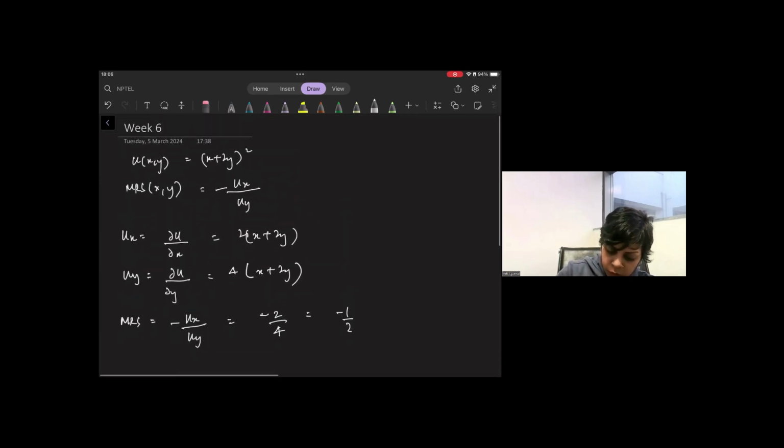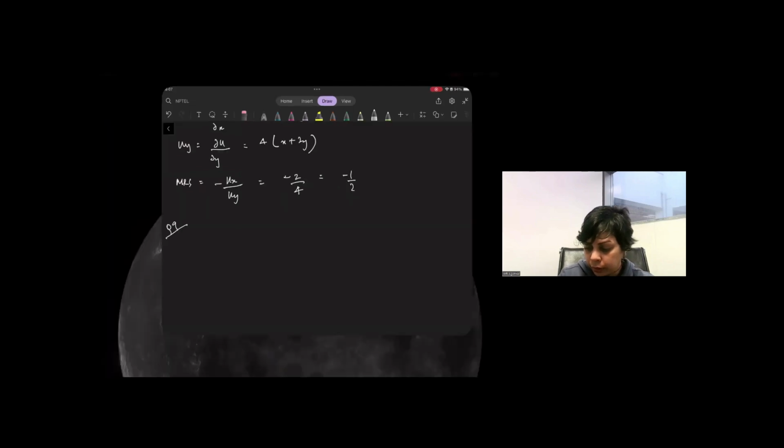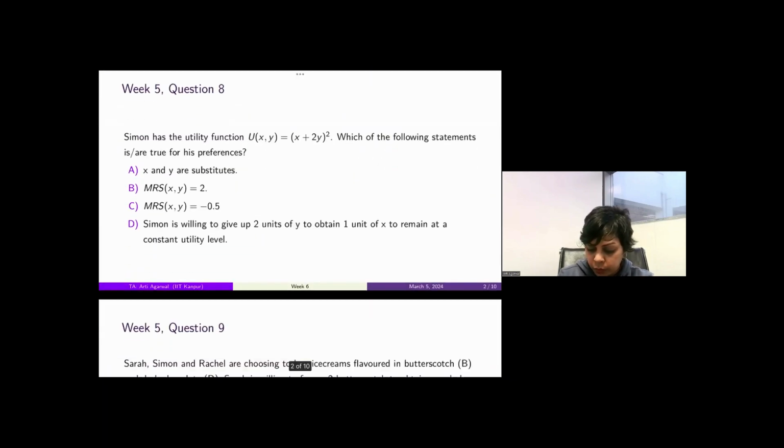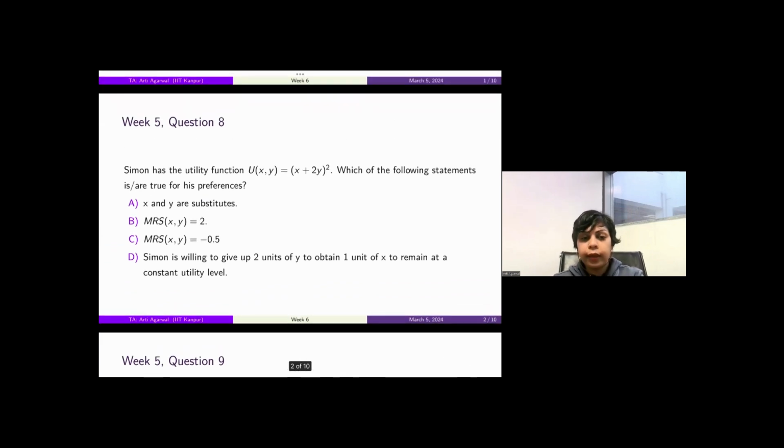This is question 8 from week 5. Let's go to question 9. This is a slightly more interesting one. The question is actually more than just calculating MRS. The question is asking which of the following statements are true for his preferences. So which of these statements is true? Let's see. Is C the only one which is true, or are there some other statements also which are actually true?